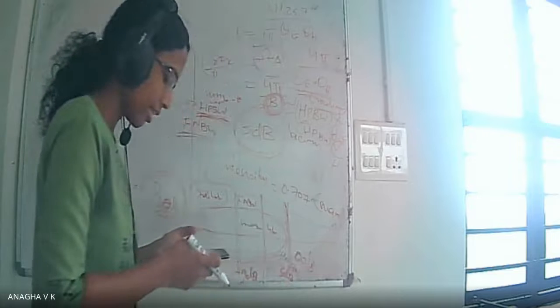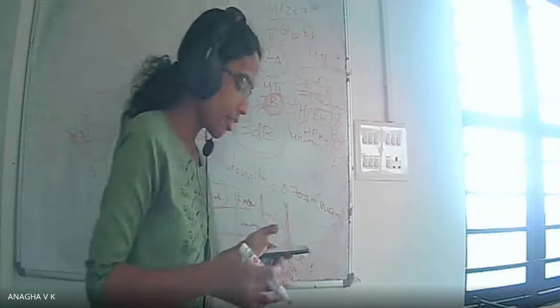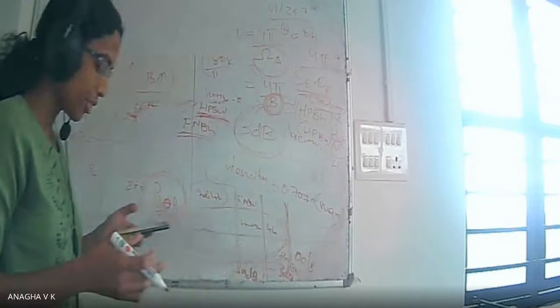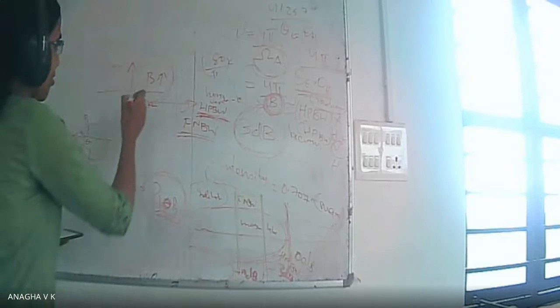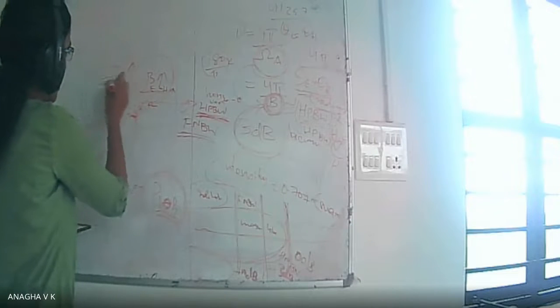So this is the thing. The errors increase if what? The beam width of the E and H plane increases. Accordingly, the errors increase.